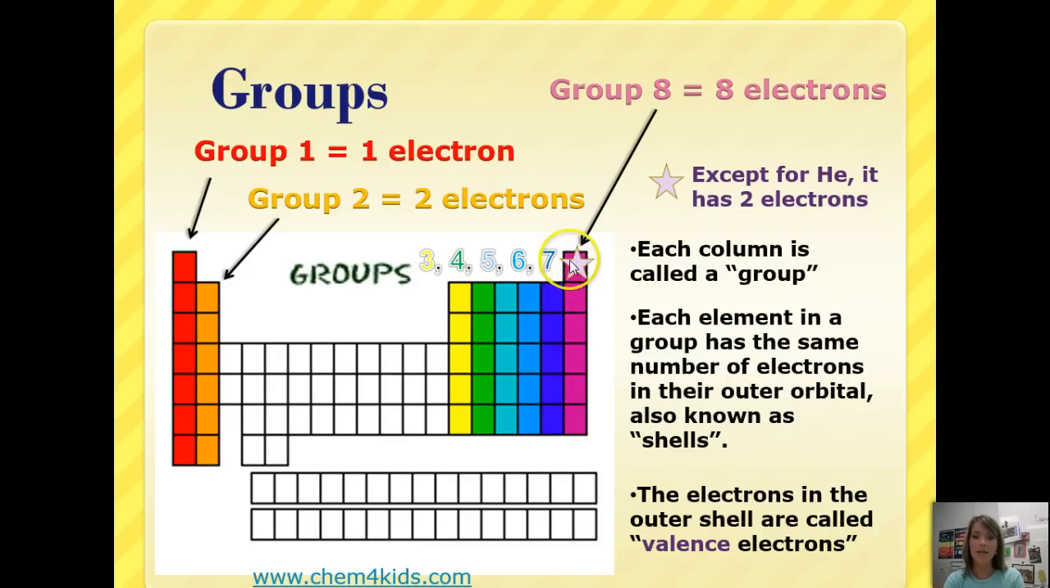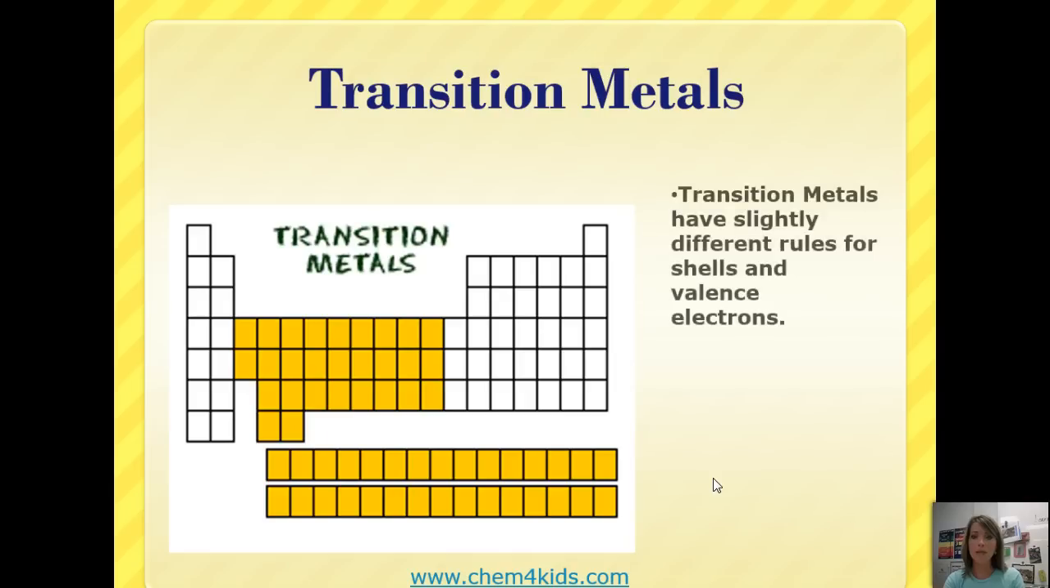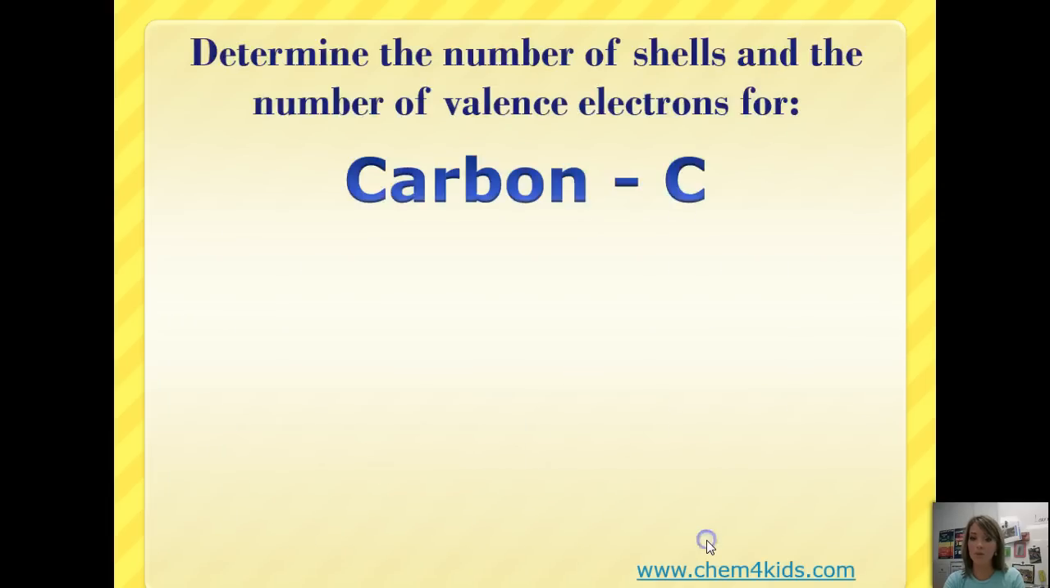Now, helium is an exception. It is in this last group. It does not have 8 electrons. It only has 2, and we'll talk about that a little bit more later. The transition metals, remember, have slightly different rules for the number of shells and the number of valence electrons, so we're not going to get into that. We'll let your high school chemistry teacher teach you those.